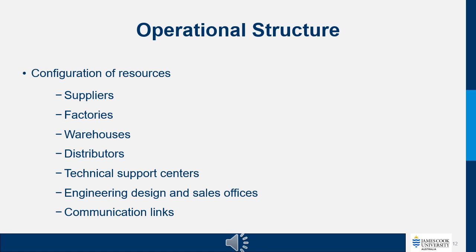So basically, the operational structure defines how these components are organized, connected, and managed to ensure efficient and effective operations. It aims to optimize resource utilization, streamline processes, and enhance coordination among different elements of the organization to achieve operational excellence and meet customer demand.